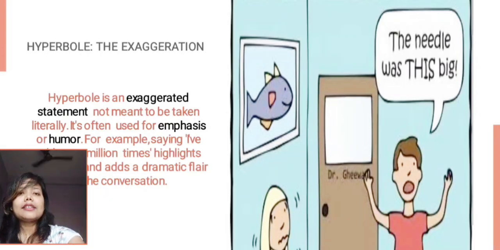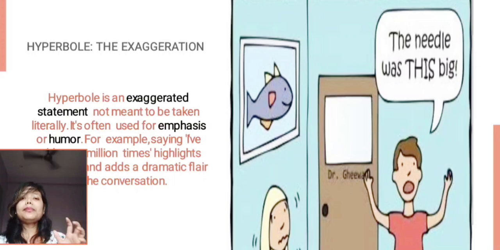And now next I'll be talking about hyperbole, or exaggeration. When you are using a particular description or narrating, you give a statement which is hyperbolic, that is, much more exaggerated than what it is. That is, you do it for the sake of emphasis. For example, as the picture shows, the needle was this big.